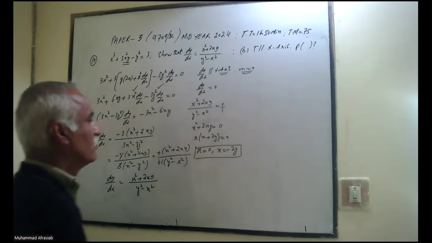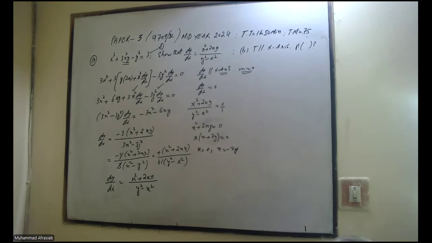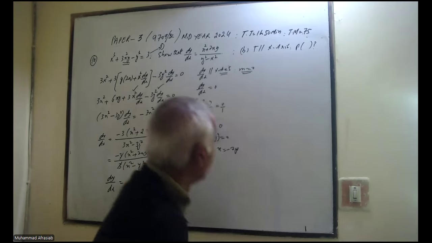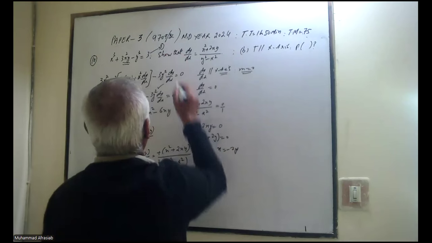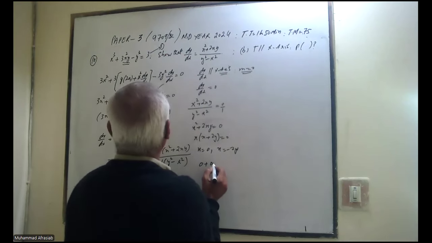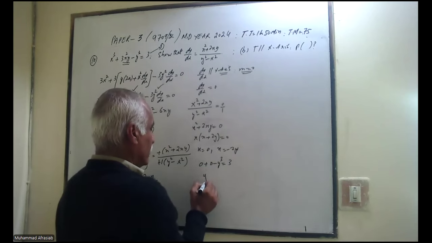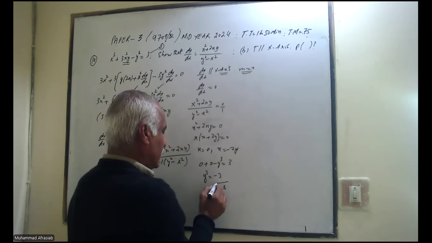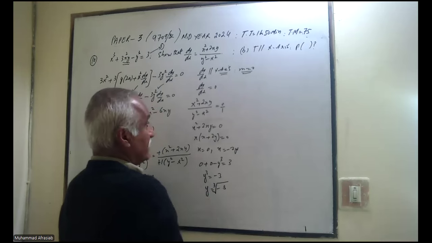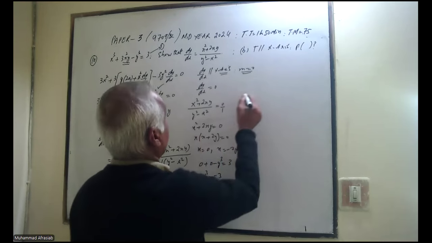Now, because we got the values of x, we put into the equation. If x is 0, then in this equation number 1, 0 cube plus 0 minus y cube is equal to 3, or y cube is equal to minus 3, or y is equal to minus 3 cubic root. So one point is this.